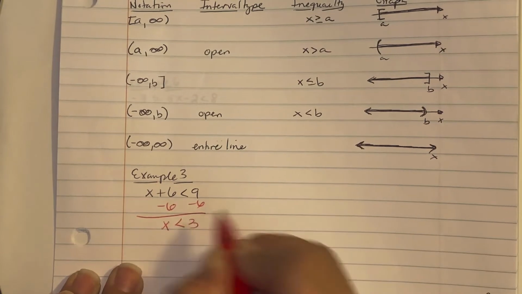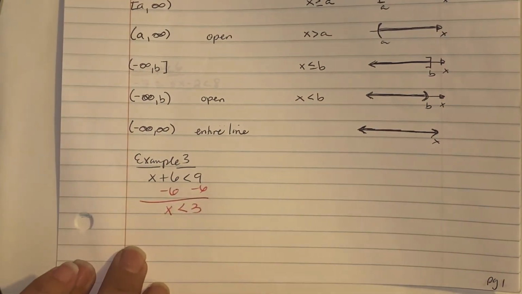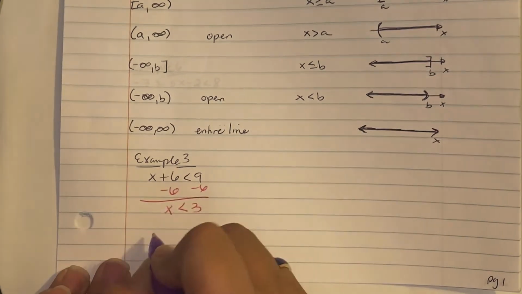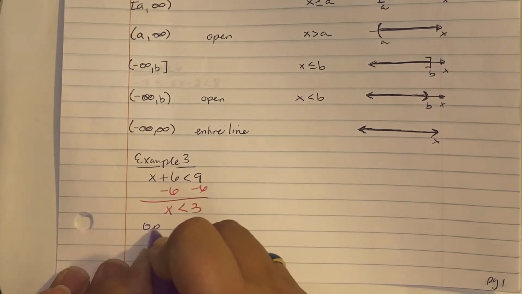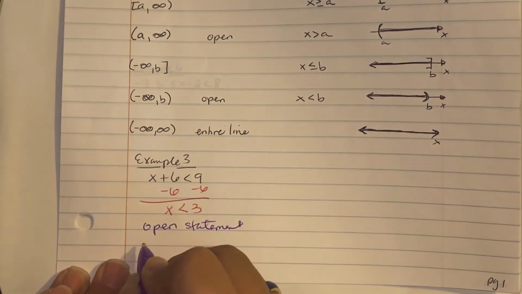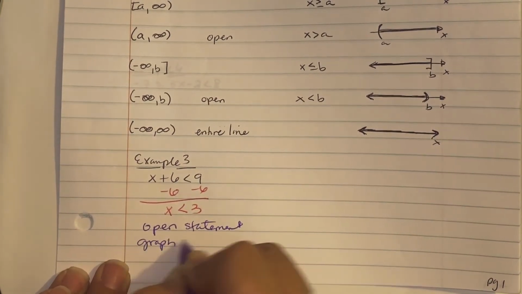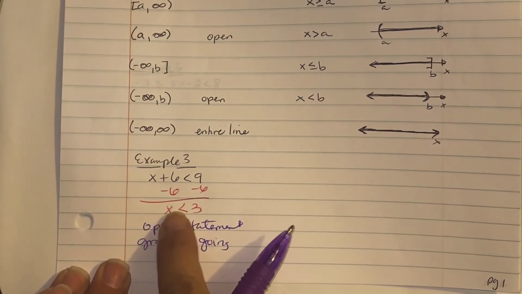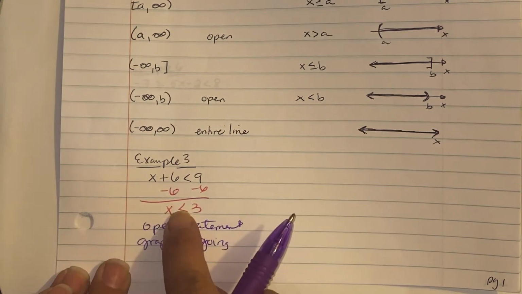So let's look at all possibilities. It says x is less than 3, so I know that there is no line, so it's excluded. It's an open statement. The graph is going, since the arrow is not pointing to the right, the arrow is pointing to the left. This arrow tip points to the left, means it's going to negative infinity.